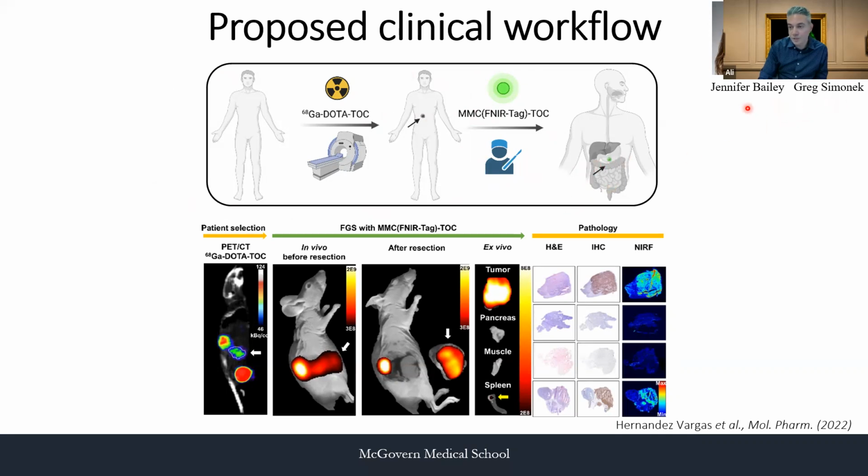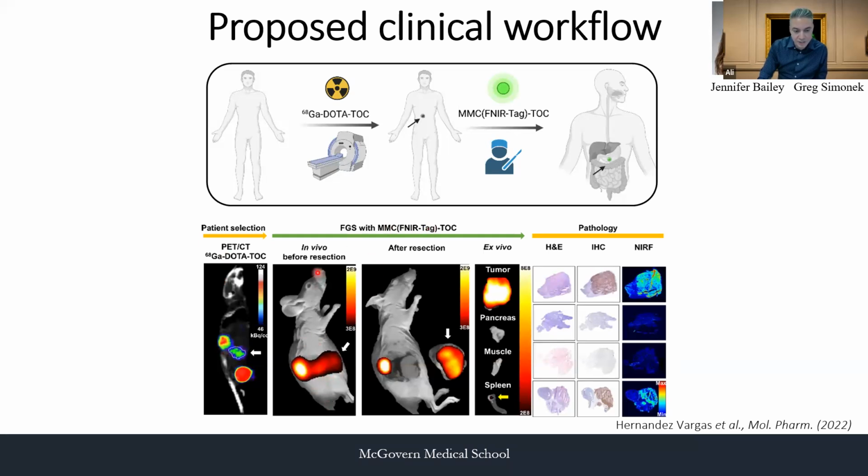And then in collaboration with Jennifer Bailey and Greg Simonek from UT Health, they helped us to produce a really cool orthotopic implant of BON SSTR2 expressing cells here in the pancreas. And then what we did is we let the tumors grow and we performed a PET scan as a selection tool. And once we confirmed that the tumors did take up the radiopharmaceutical, then the mouse was a candidate for FGS with the FNIR-Tag compound.